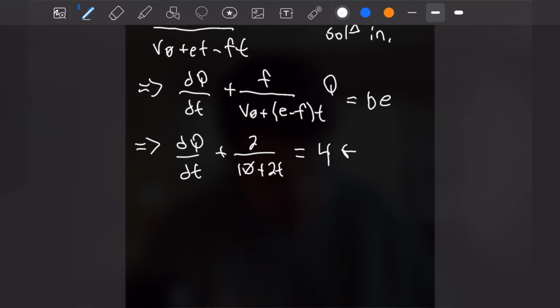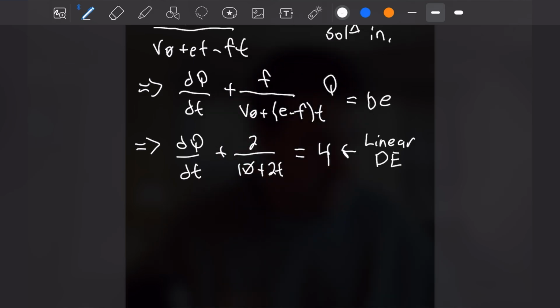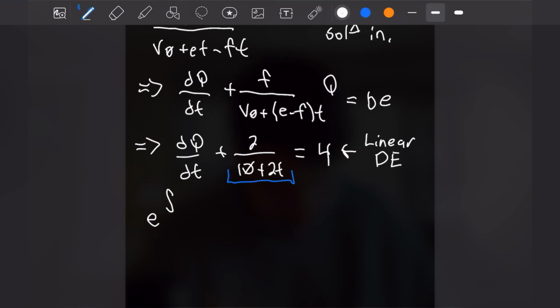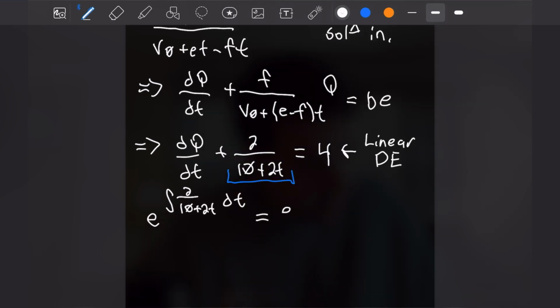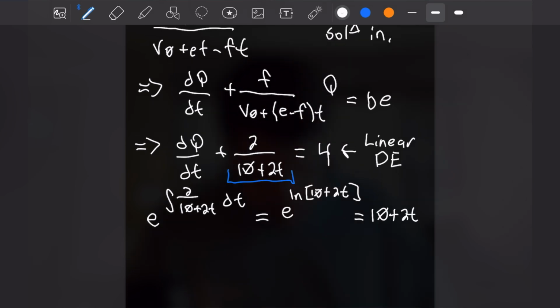And we can see that this is in fact a linear differential equation. And the integrating factor for a linear differential equation will be e to the integral of this part I've underlined in blue here. So e to the power of the integral of 2 over 10 plus 2t dt. And that's going to be equal to e to the natural log of 10 plus 2t, which is of course equal to 10 plus 2t. And that 10 plus 2t is going to be our integrating factor for that differential equation.